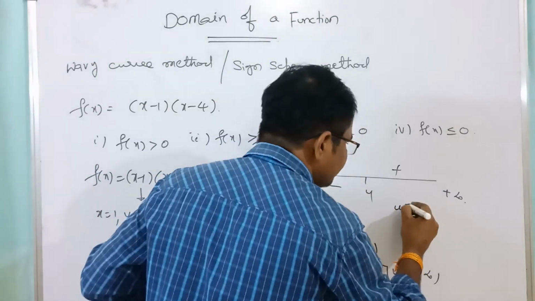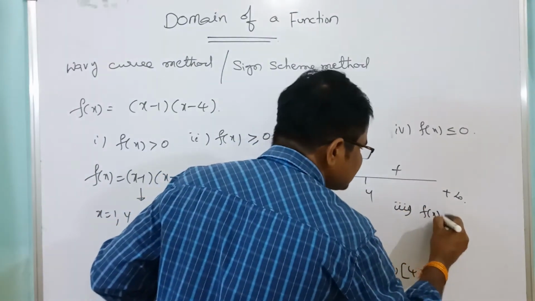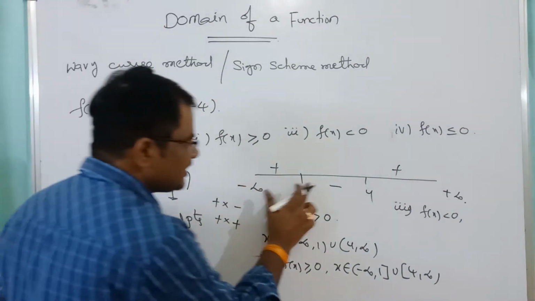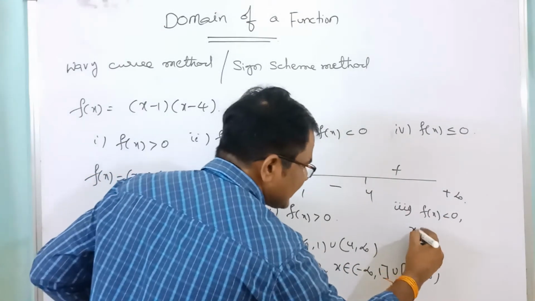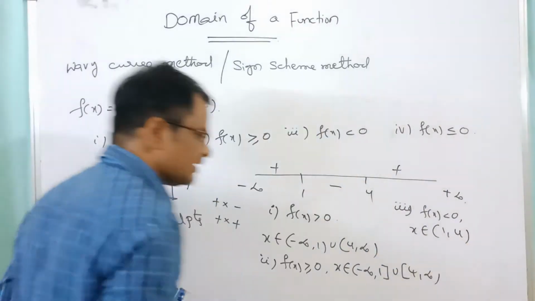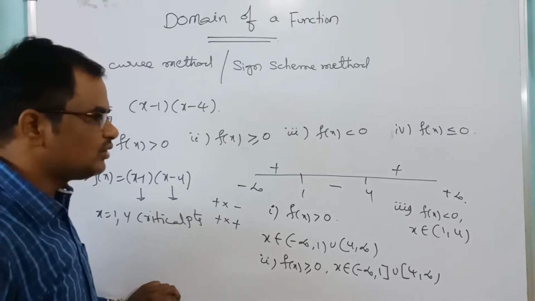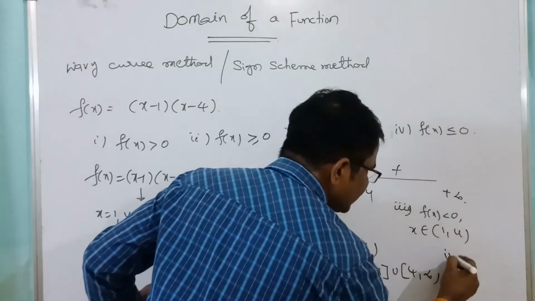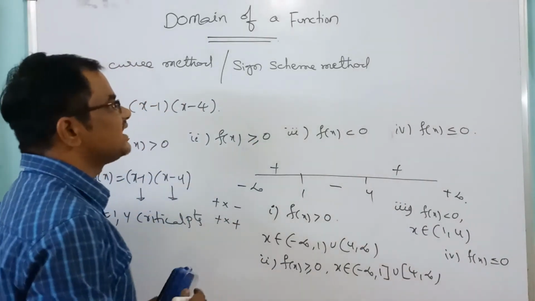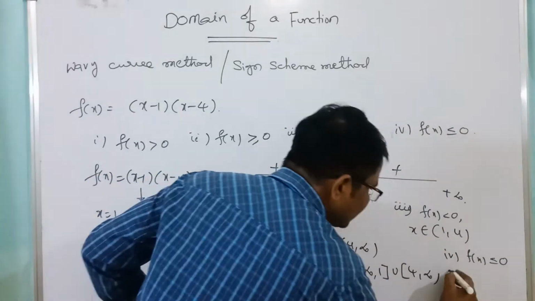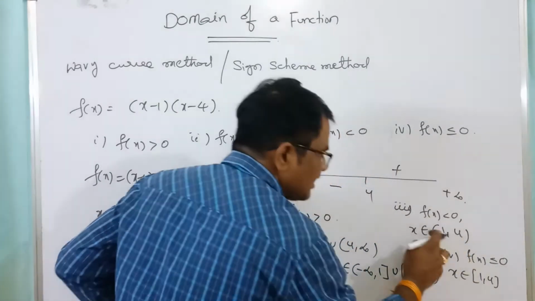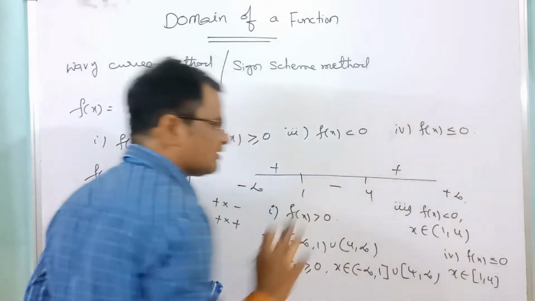Next, the third one is f of x less than 0. When f of x is less than 0, it is negative from here to here, so x belongs to the open interval 1 to 4. Next, the fourth one is f of x less than or equal to 0, so x belongs to the closed interval 1 to 4. Equal to also means closed interval, and strictly less than means open interval, we have to take, like this.